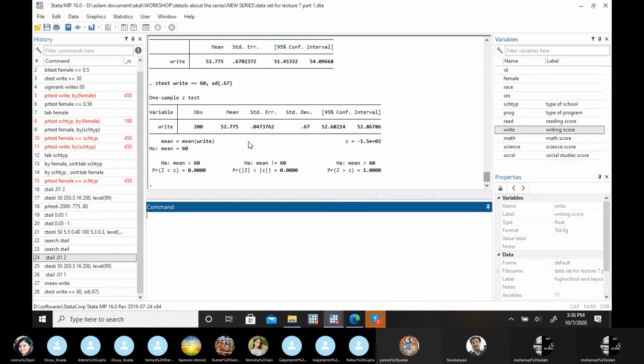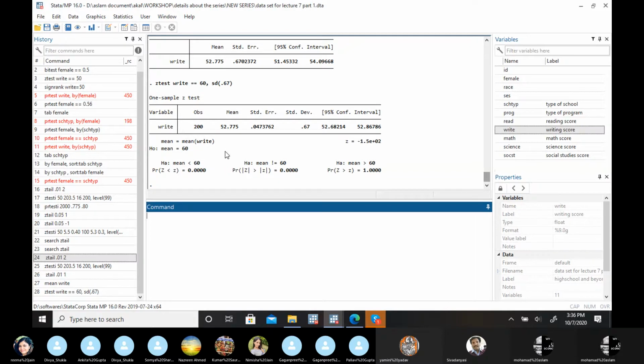It means this difference, 52 minus 60, is important and we have to take care of it. In this particular case, we have to take care about this section and do something about it. It might be due to some teacher or some problem with the student. So this difference is not by chance, it is indicating something. So we have to reject the null hypothesis and accept the alternate hypothesis.